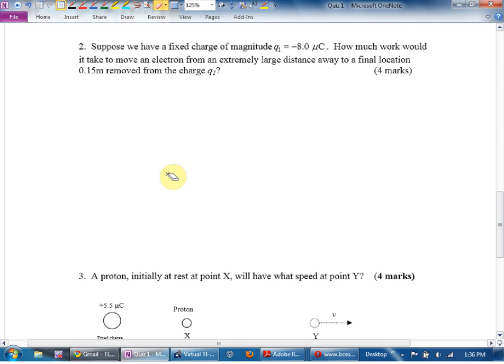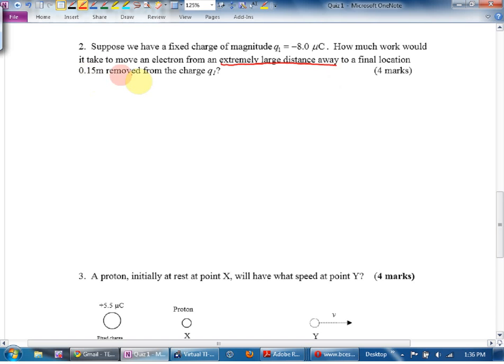Number two. Suppose we have a fixed charge of magnitude Q1, which is negative 8 microcoulombs. How much work would it take to move an electron from an extremely large distance away? Now, when they say an extremely large distance away, what do they really mean? Infinity, but we can't quite get to infinity. So extremely large distance away to a final location, 0.15 meters removed.